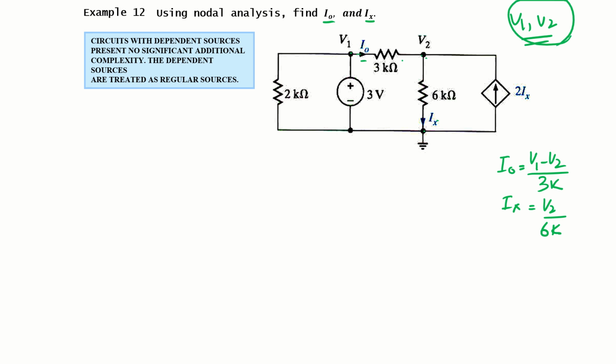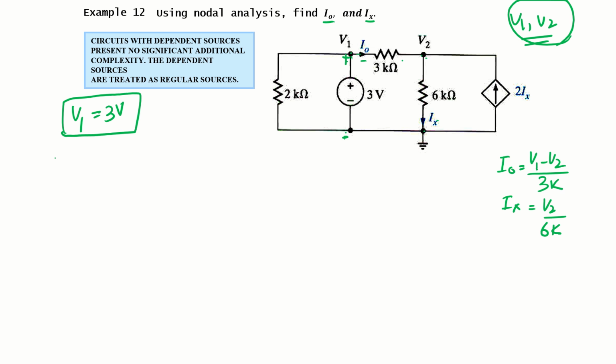So let's try to write the equation for these nodes. Looking at V1, we can find that V1 is a voltage source that is connected between this node and the ground. It seems that the source is connected between two nodes, but actually the second node is ground. So we can determine directly the value of V1: V1 minus 0 is equal to 3 volt. So we can get the value of V1 directly from here.